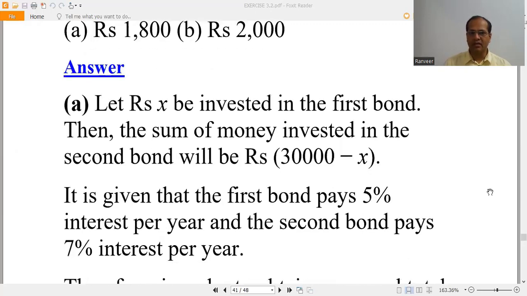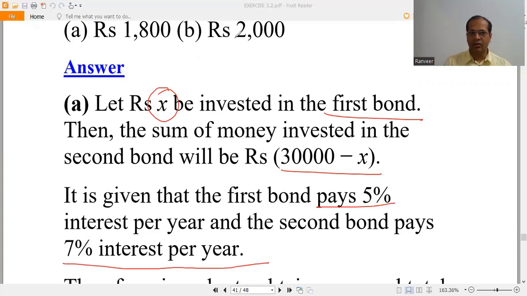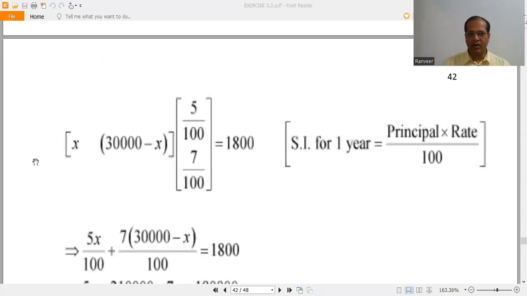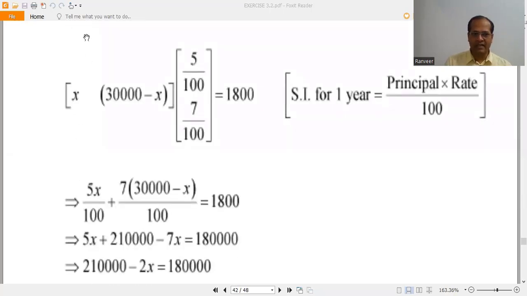So in this type of question, for the first bond, let us invest X rupees for the first bond. So remaining is 30,000 minus X for the second bond. Now it is given that the first bond pays 5% interest per year and the second bond pays 7% interest per year. So according to the given data, we have to write this in this particular format. So first bond X and second bond 30,000 minus X, 5% and 7%. So this we write 5%, that is 5 by 100, and this is 7 by 100. And this is equal to 1800.